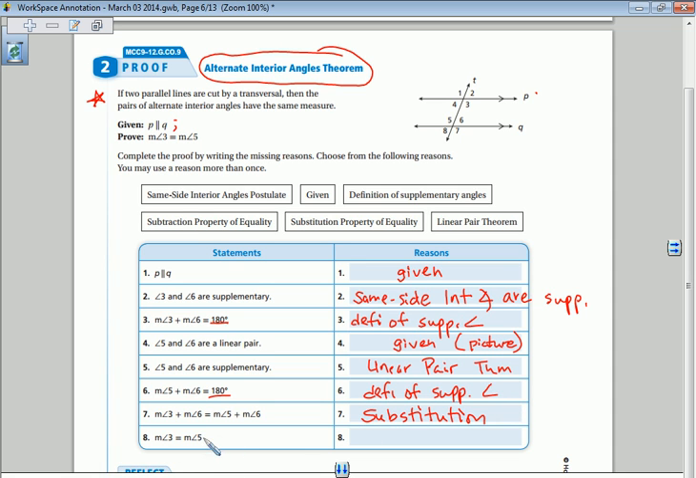And the measure of angle 3 equals the measure of angle 5. What needs to go on this one to make this happen? Wait, don't. Given. No one answered. They beat you to it. Subtraction property of equality. Nice. I was so close. Got it? Okay.